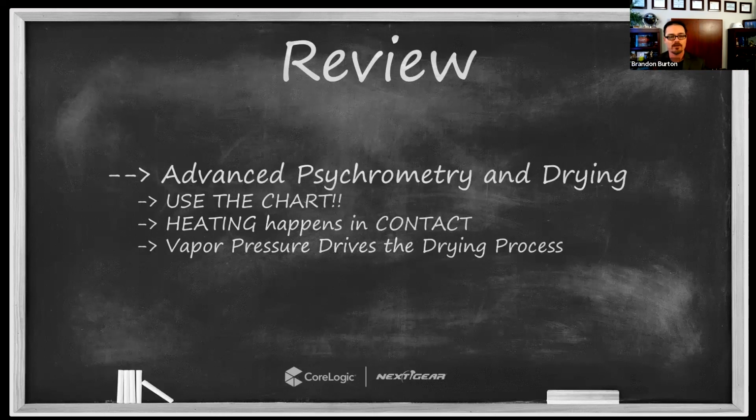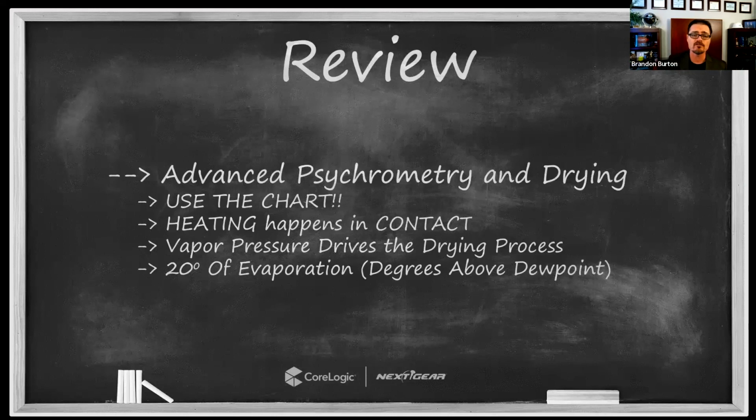And then finally, last but not least, the final concept that we talked about today, 20 degrees of evaporation. That should be your target. Building materials that you're trying to dry should be 20 degrees above the dew point of the air they're in contact with. Right? Really important, especially when you're talking about exterior assemblies, especially when you're talking about cooler times of the year. Very important when you're talking about even things like concrete slabs, right? Very important that we've got that 20 degrees of evaporation.